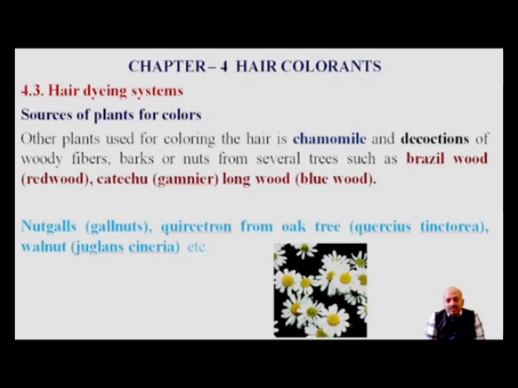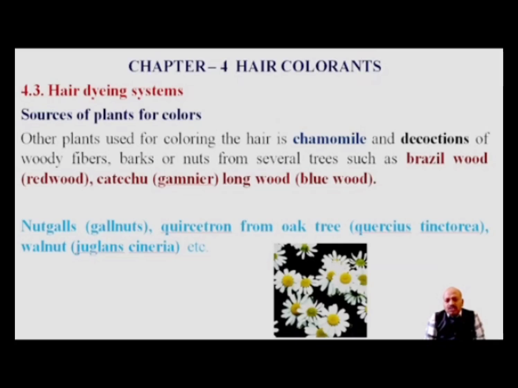Sources of plants for colors. Other plants used for coloring the hair are chamomile and decoctions of woody fibers, barks or nuts from several trees such as bristlewood, redwood, catechu, gambier, longwood, bluewood, etc. Some examples are nutgalls, gallnuts, quercitron from the oak tree Quercus tinctoria, walnut, Juglans, cinnamon, etc. All these are the biological terms we can say.